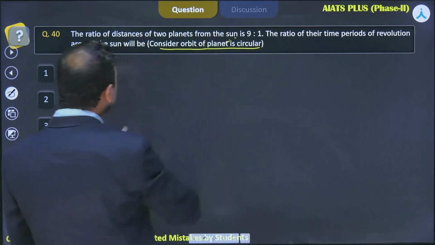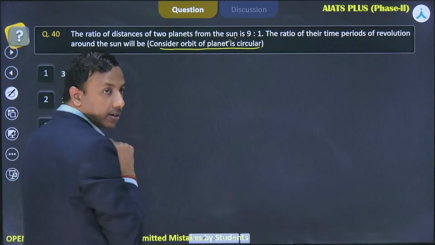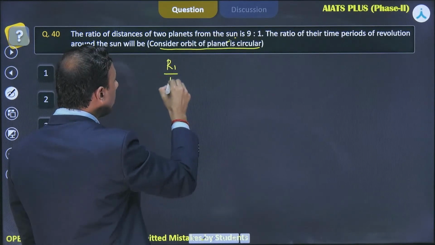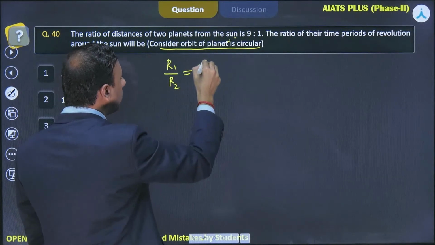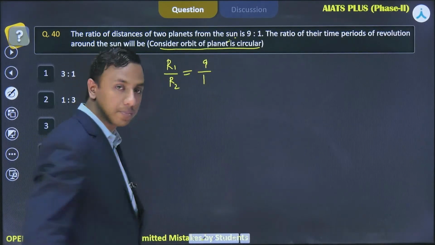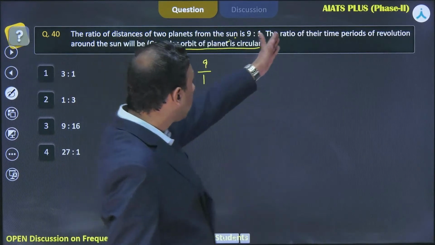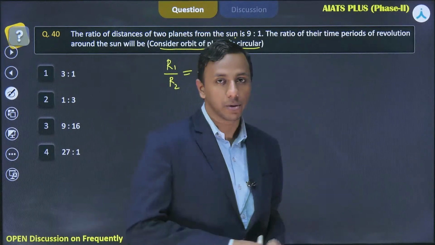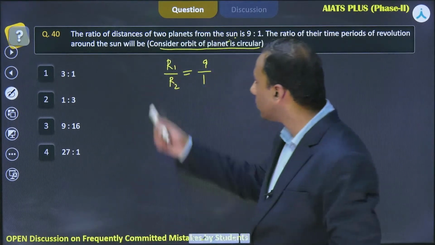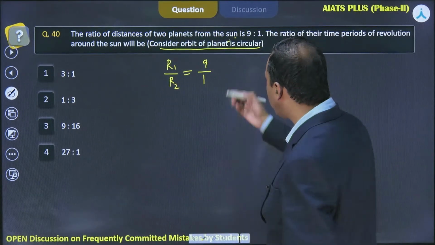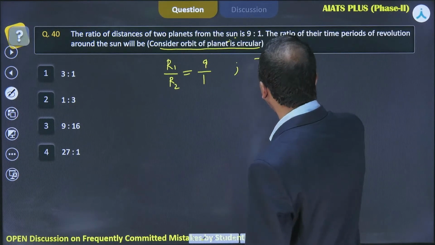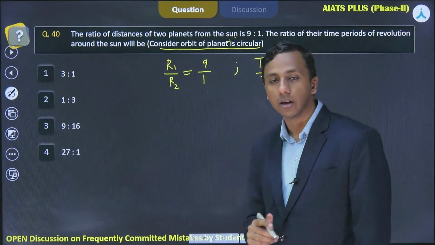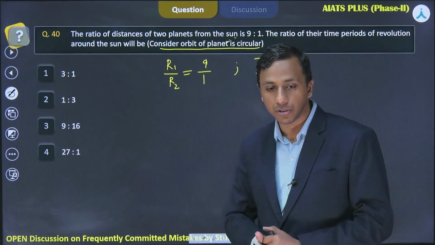So we can say the ratio of distance is 9:1, right? So I can say, let's say R1 by R2 is how much? 9 by 1. This is given to you. What are they asking next? The ratio of their time period of revolution around the Sun will be. So they are asking the ratio of time period, that means T1 by T2.